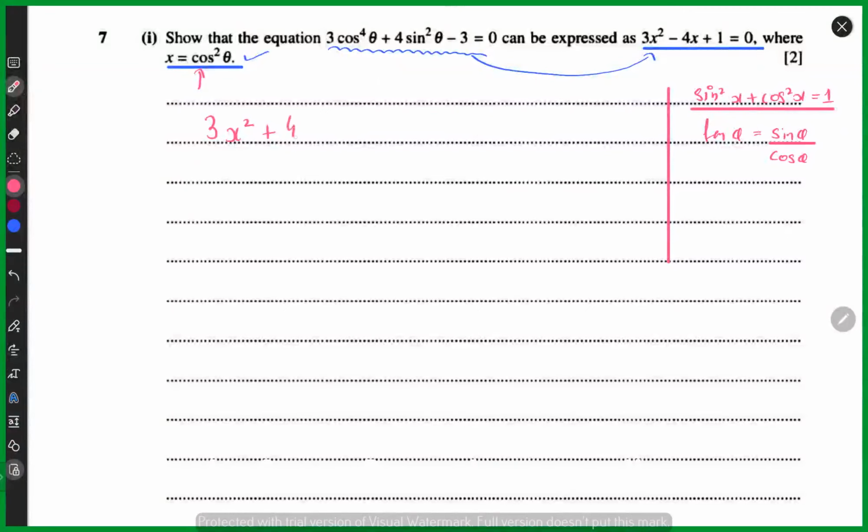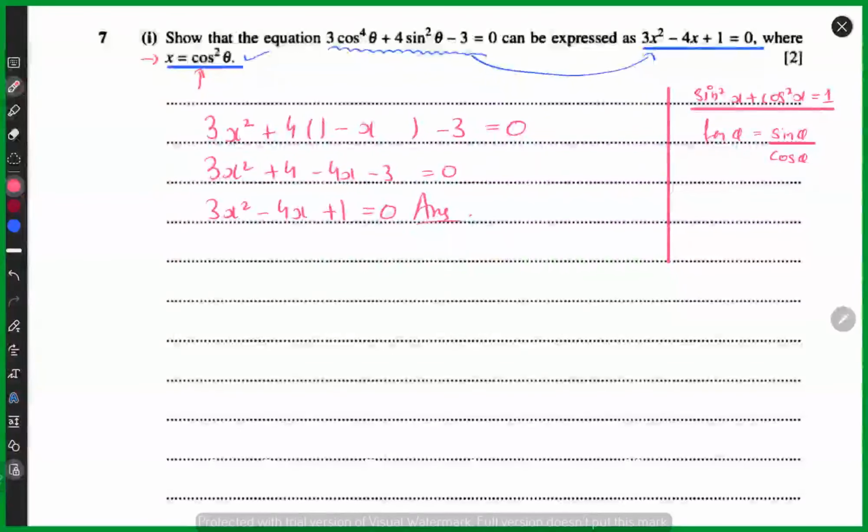So 4 multiplied by, instead of sine square theta, I am going to write 1 minus cos square theta. And this would give me 1 minus cos square theta, which is basically equal to x minus 3 equals 0. So 3x squared plus 4 minus 4x minus 3 equals 0. And finally, 3x squared minus 4x plus 1 equals 0. So this is the answer and this has been proved.